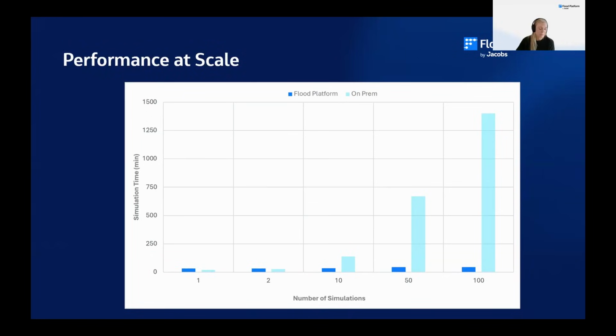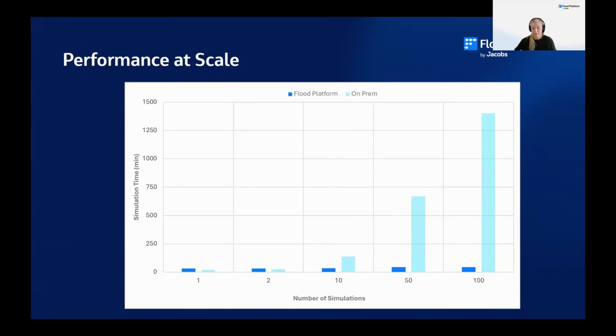You can see that in this graph. We've got the simulation time on the left axis. Down the bottom, we've got the number of simulations that we've been running. So this is actually something that I was doing yesterday, testing this all out, making sure that my numbers stacked up. So you can see there for one simulation, Flood Platform or the cloud is the darker blue. It's actually more time consuming to run one simulation on Flood Platform than it is locally. And that's using my laptop, which does have a very good GPU in it.